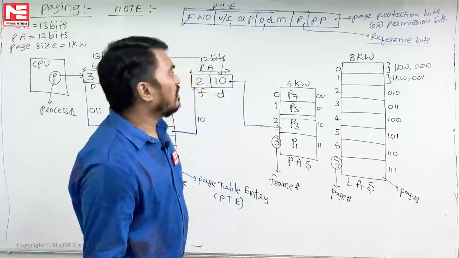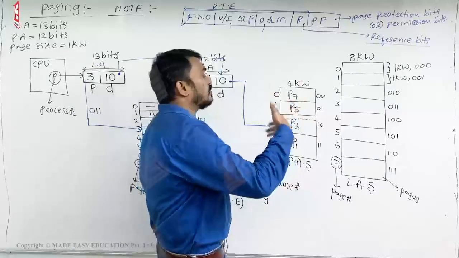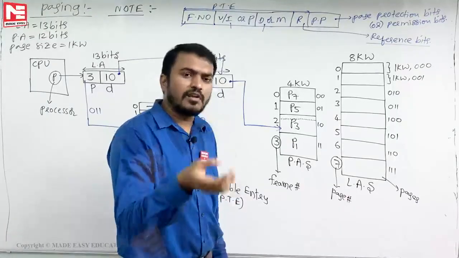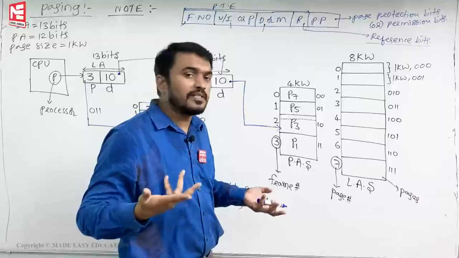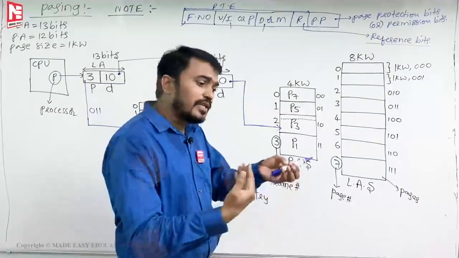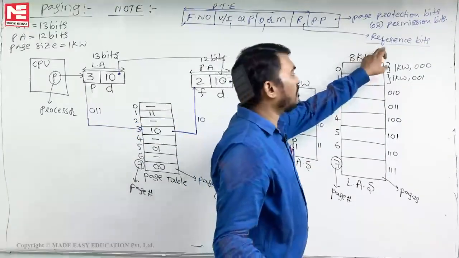Now what does it mean? Sometimes the same page may be referred 2 times, 3 times, something like that. Just like when there is a function call in your program and you are calling the same function again and again, the same page will be referred multiple times. So how many times that page is referred while performing execution is maintained in the reference bits.